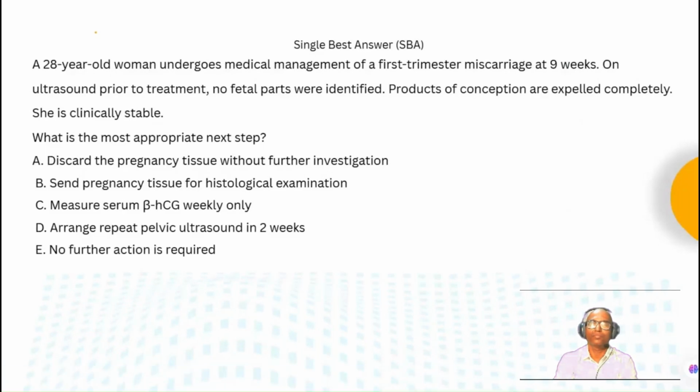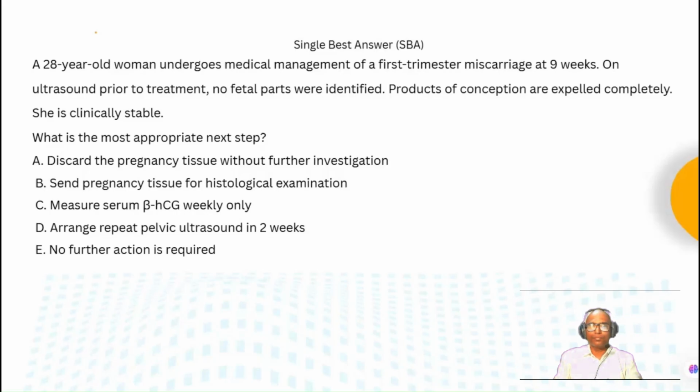A 28-year-old woman undergoes medical management of a first trimester miscarriage at 9 weeks. On ultrasound prior to treatment, no fetal parts were identified. Products of conception are expelled completely. She is clinically stable. So, what is the next appropriate step? In this, she has expelled at 9 weeks. Products of conception are expelled, and on ultrasound, no fetal parts are identified.